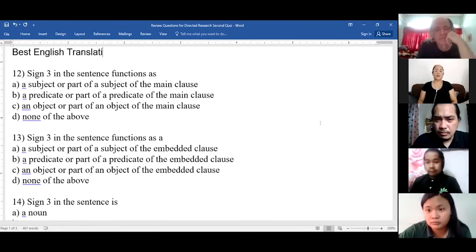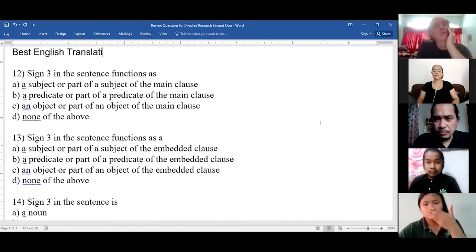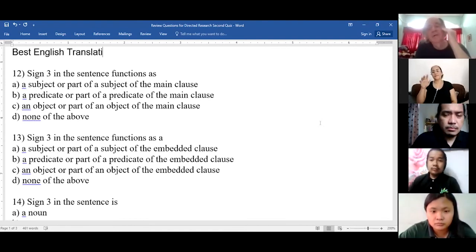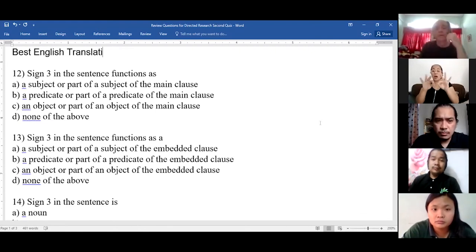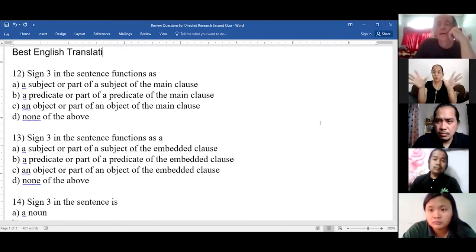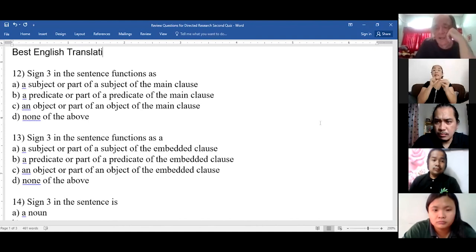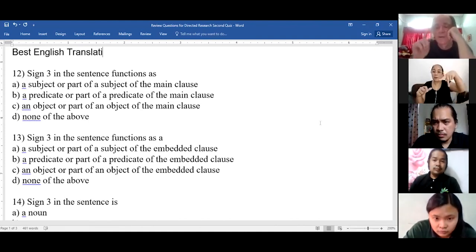Okay, all right, so the importance of the sign together is that it is in the embedded clause. It's not the predicate of the main clause. The predicate of the main clause is 20.